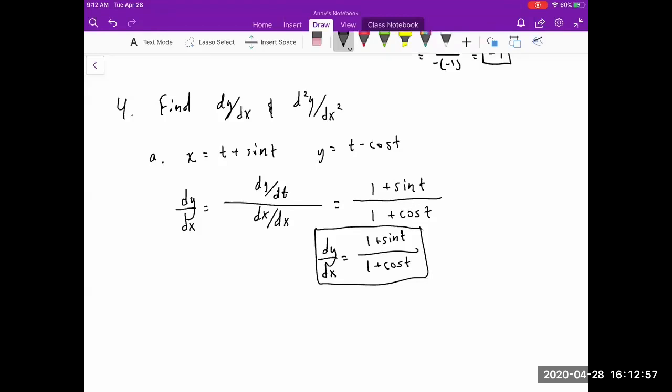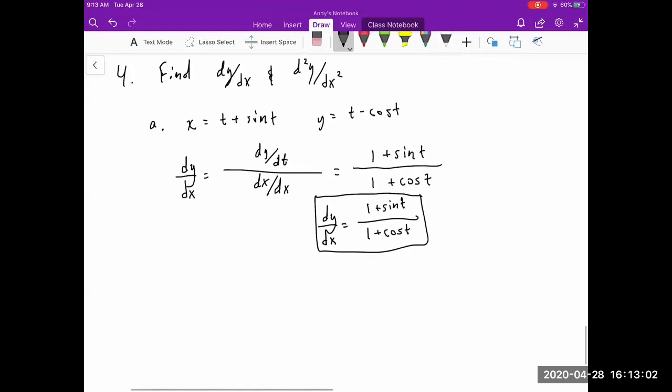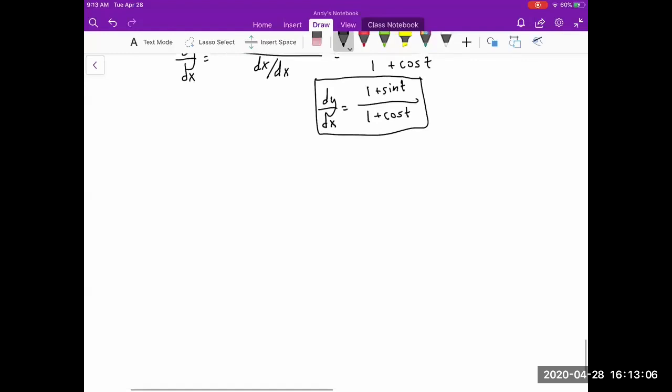All right, so now for the second derivative, we're not even done with a yet. We need to find the second derivative. So find the derivative once more. The second derivative has its own equation, which is really wild.